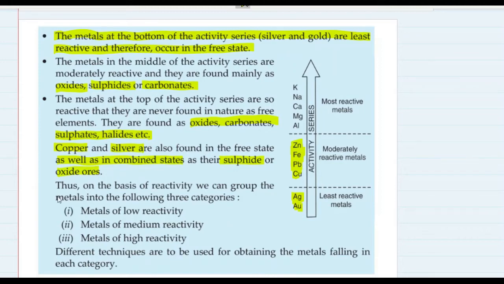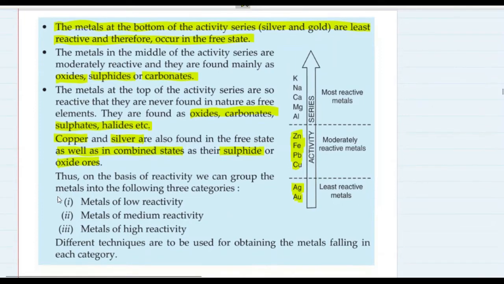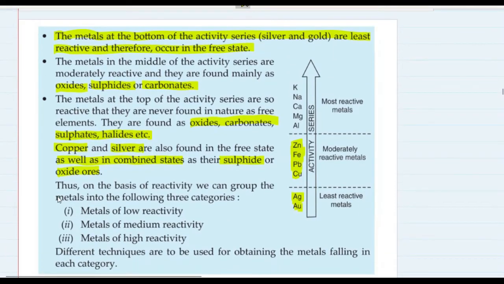So on the basis of reactivity, we can group the metals into the following categories: metals of low reactivity, silver, gold; metals of medium reactivity, zinc, iron, lead, copper. Zinc, iron, lead, yeah, actually copper and silver, they come together. And metals of high reactivity: potassium, sodium, calcium, magnesium, aluminium. Different techniques are to be used for obtaining metals falling in each category, and that's what we have to study in detail.